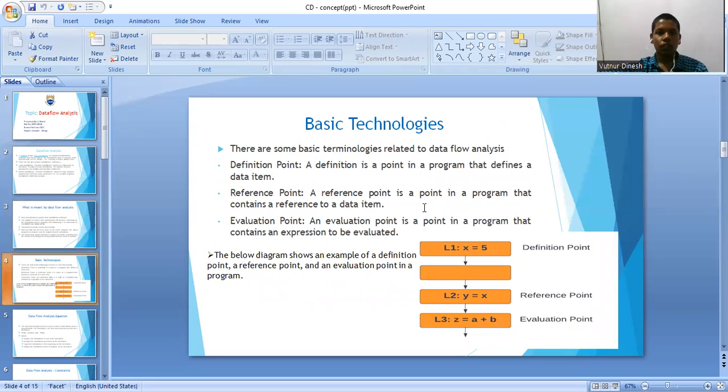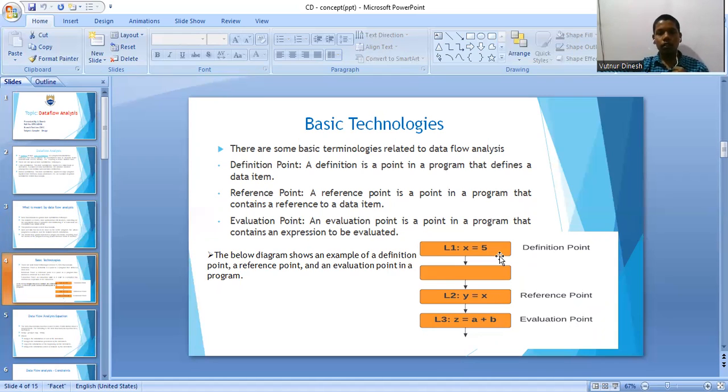There are some basic terminologies related to data flow analysis. There are three basic terminologies. First, the definition point: a definition is a point in a program that defines a data item. A reference point is a point in a program that contains a reference to a data item. An evaluation point is a point in a program that contains an expression to be evaluated. The below diagram shows an example of a definition point, a reference point, and an evaluation point in a program.